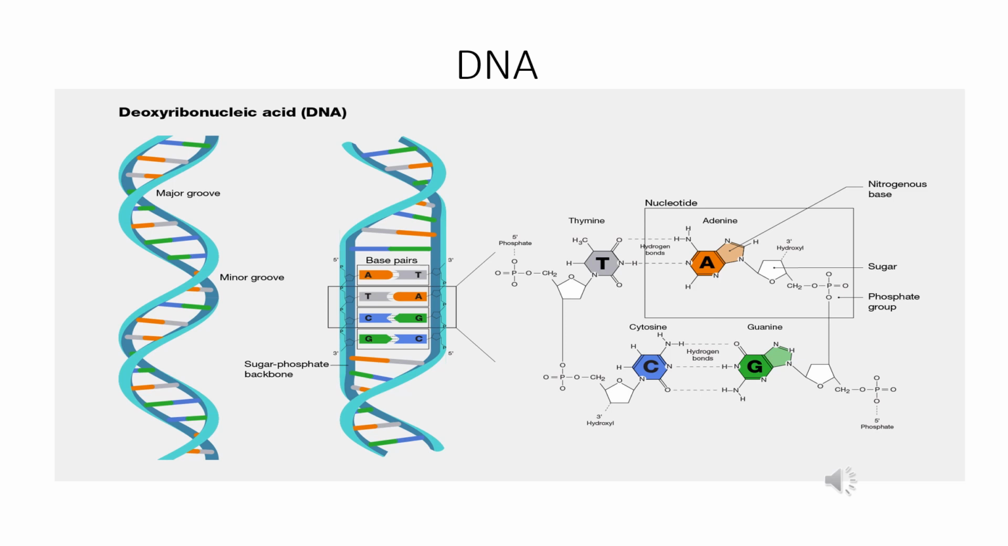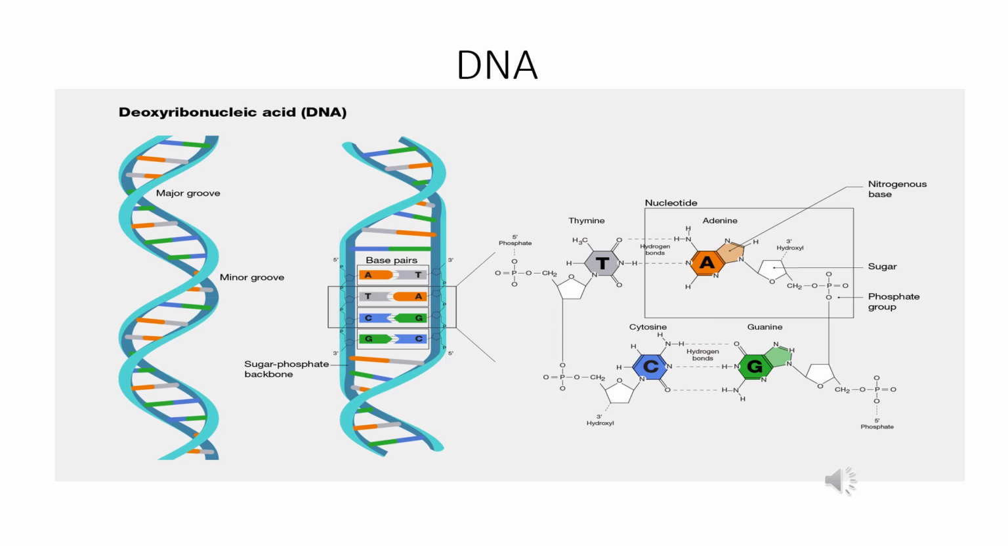Deoxyribonucleic acid is a double-stranded helix which is made up of nucleotides and is linear in structure. Each nucleotide contains a sugar, a phosphate, and a nitrogen base. There are four types of nitrogen bases: adenine, cytosine, guanine, and thymine. Adenine pairs with thymine and guanine with cytosine.